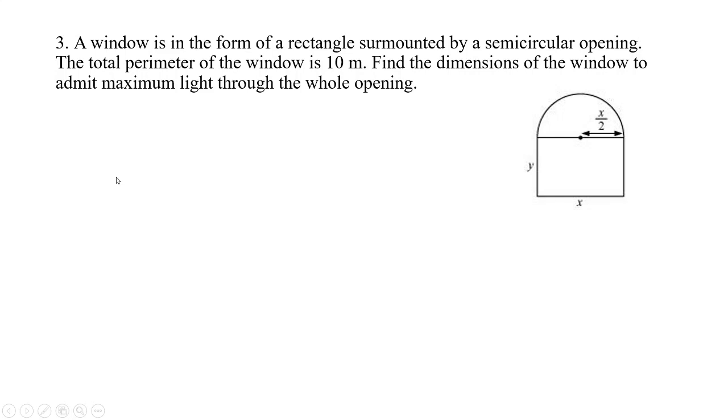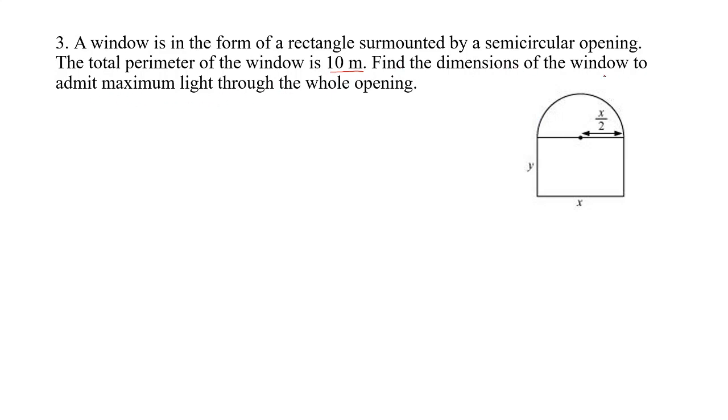So the figure of the window will be like this, that is a rectangle will be there, then a semicircle on top of the rectangle. Suppose length of the rectangle be x and breadth be y. If length is x, the radius of the semicircle will be x by 2. Given that the total perimeter of the window is 10 meter. So now we have to find the dimensions of the window to admit maximum light.